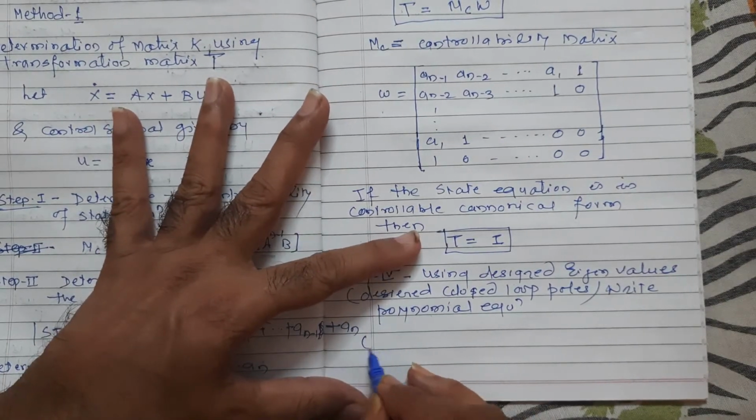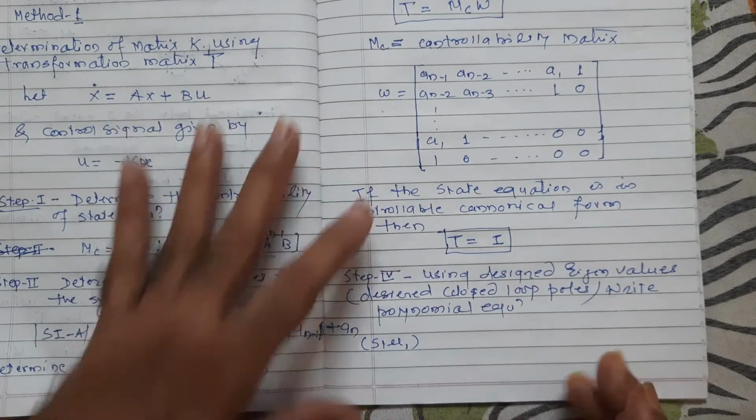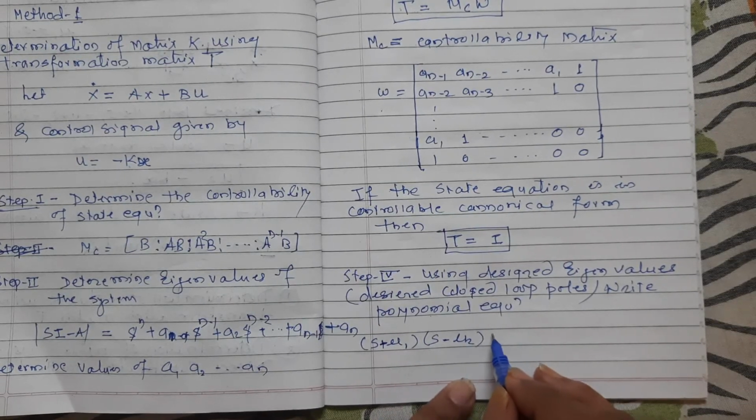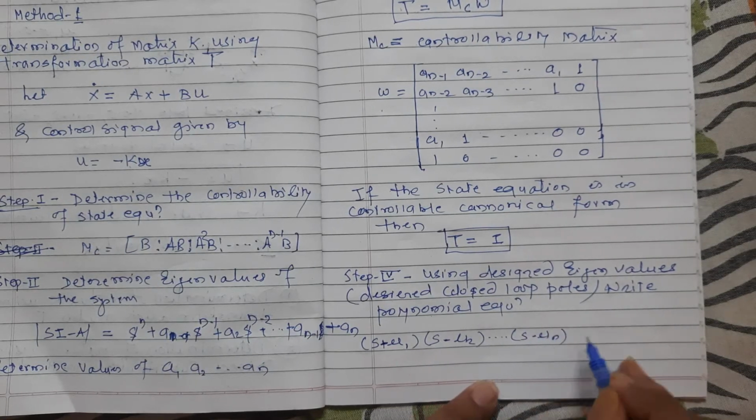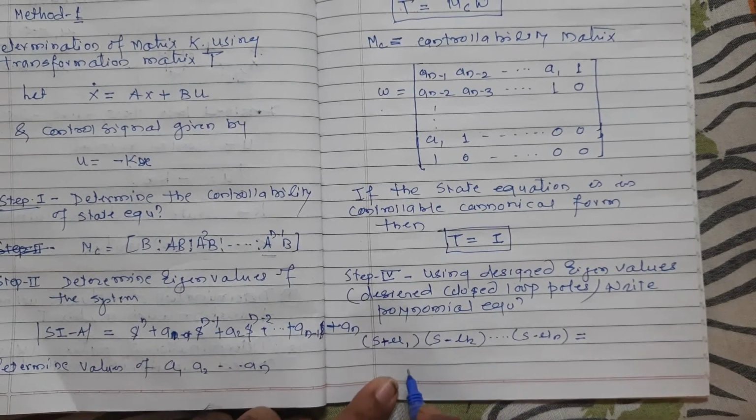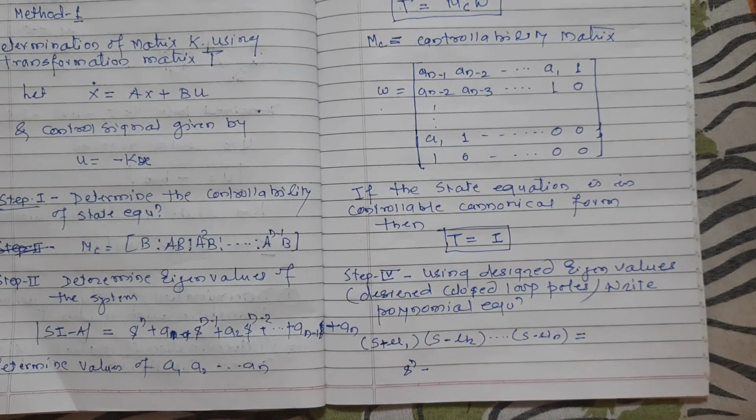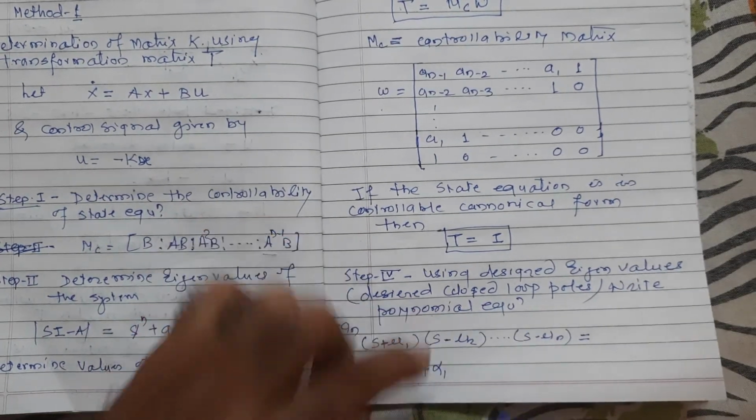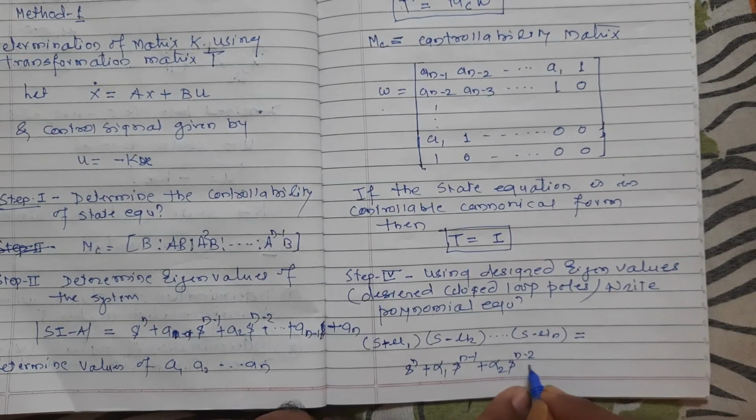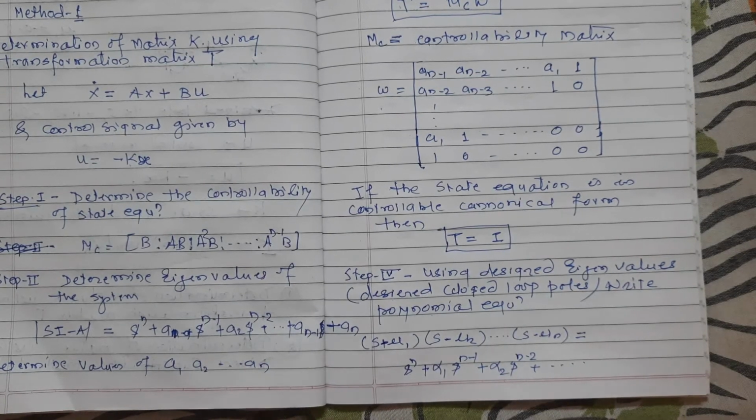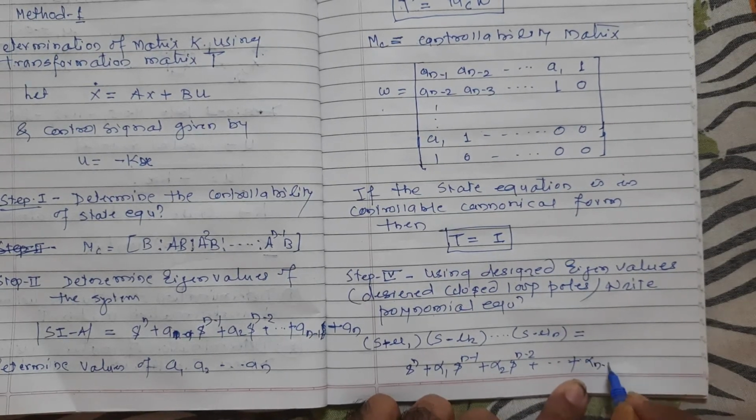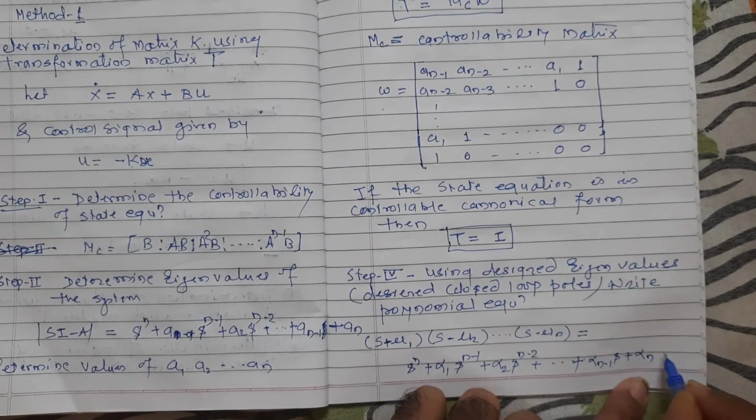How can we write this down? This is (s plus mu1), (s minus mu1), (s minus mu2), and so on, up to (s minus mu n), and it is equal to s raised to n plus alpha 1 s raised to n minus 1 plus alpha 2 s raised to n minus 2 plus so on, plus alpha n minus 1 into s plus alpha n, which is equal to 0.